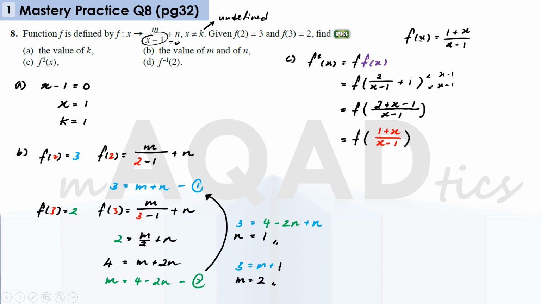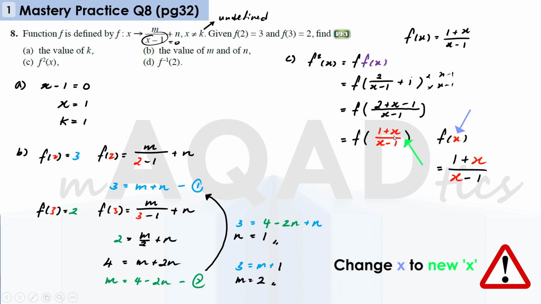Okay, so now the tricky part is how do I find the value of f of this thing. Okay, so let us compare the original version first. If it is f of x, okay, this one, it will become 1 plus x over x minus 1. So now in the bracket inside we have this fraction, so all of the x here I need to change to this value. Okay, you can see that these two x will become these two things.